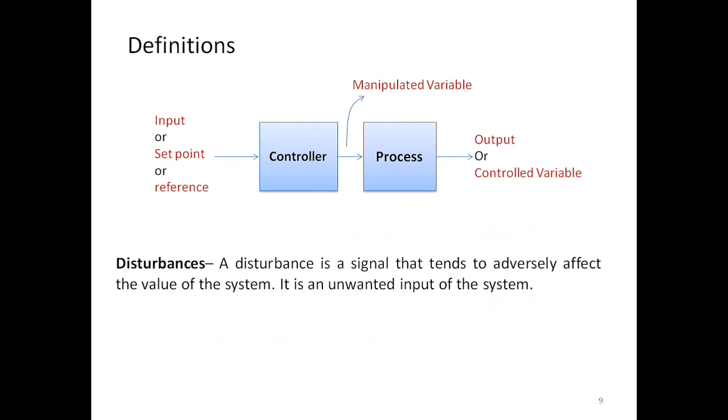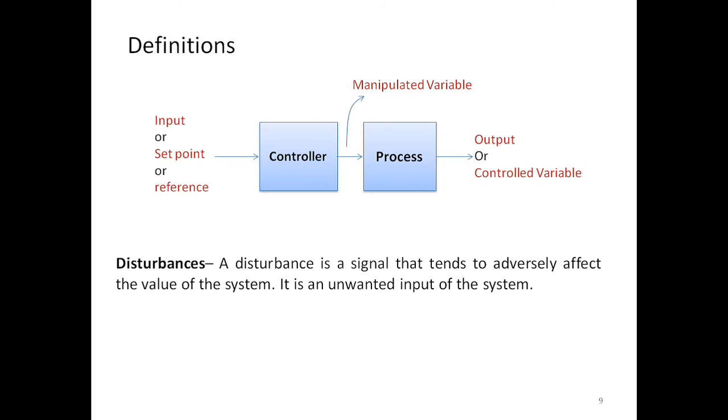This is the simple block diagram where the controller is installed and the process is there. To the controller, we can give input, set points or references. Then the controller controls the manipulated variables, and the process gives the controlled output, or controlled variable, or desired output.